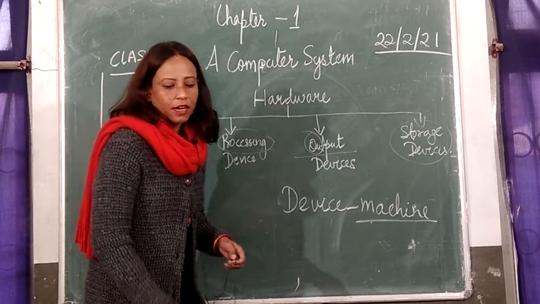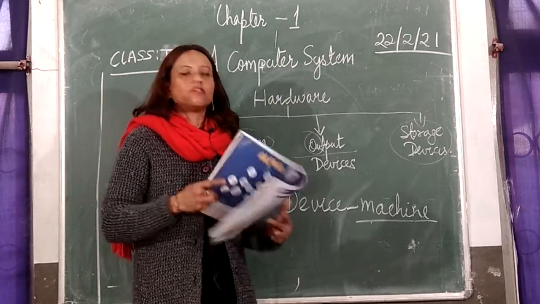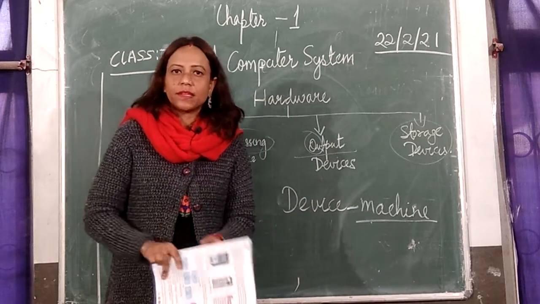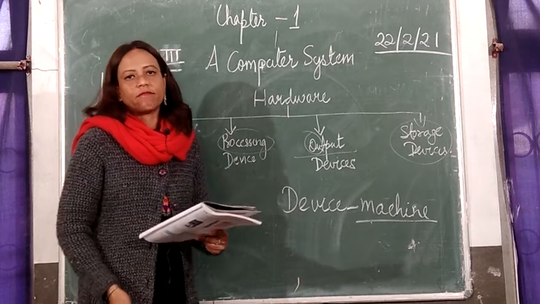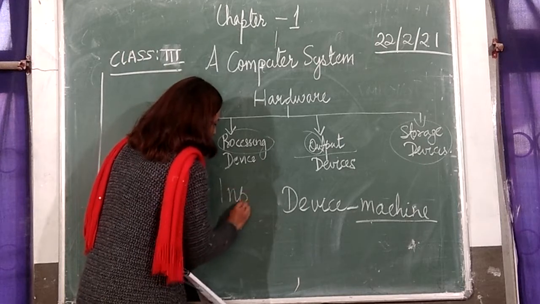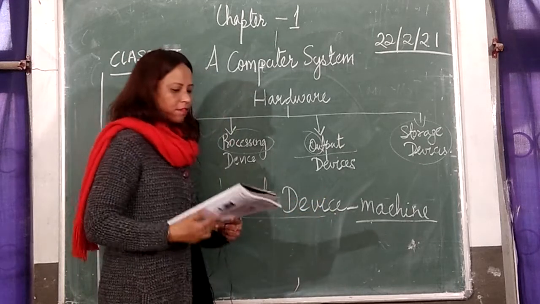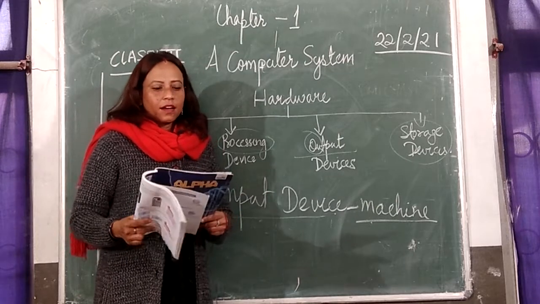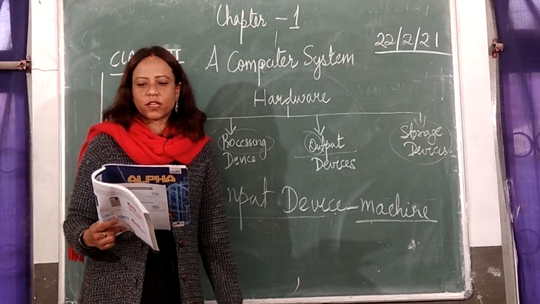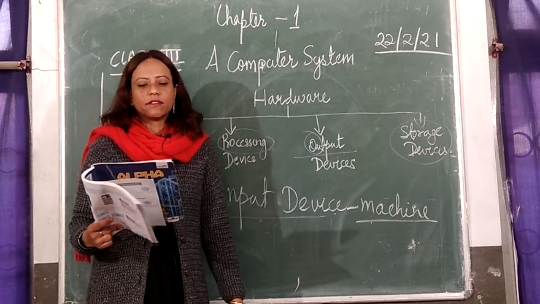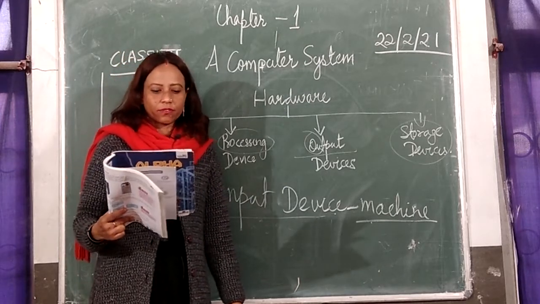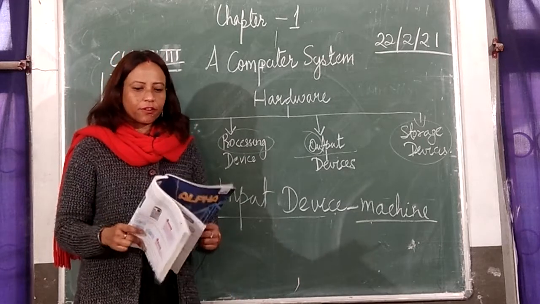So in our computer, what is an input device? Let's check out here. Please turn your book to page number 6, and we discuss input devices. Hardware devices that are used to provide data and instructions to a computer are called input devices. Some of the common input devices are as follows: mouse, keyboard, microphone.